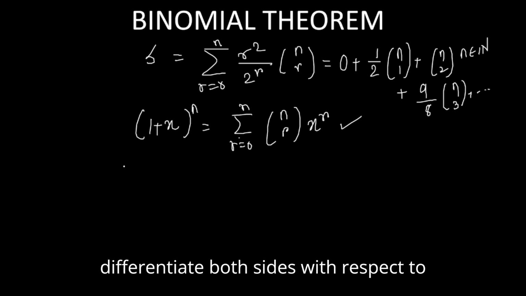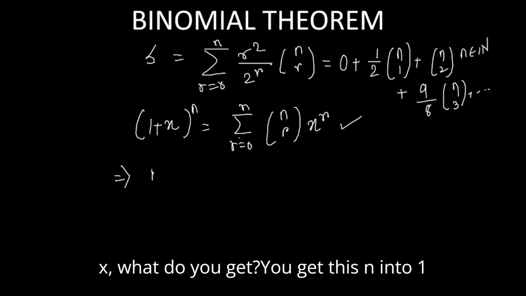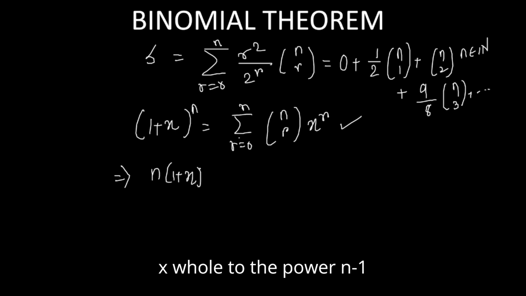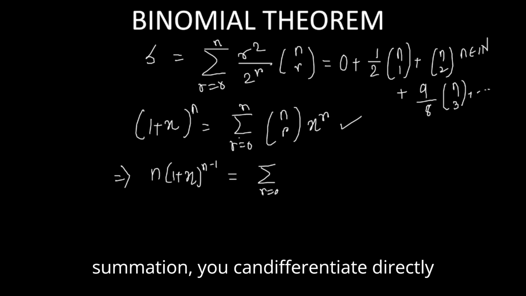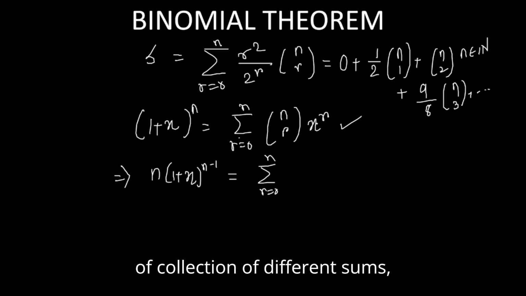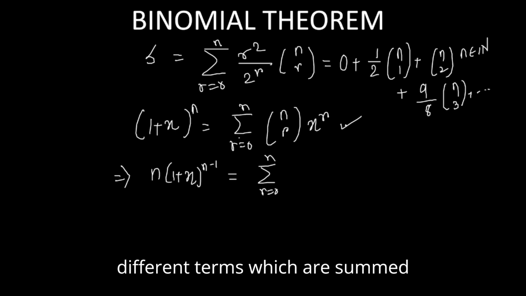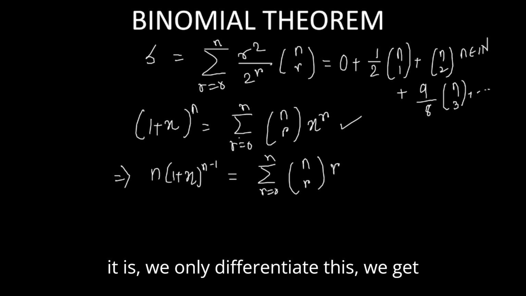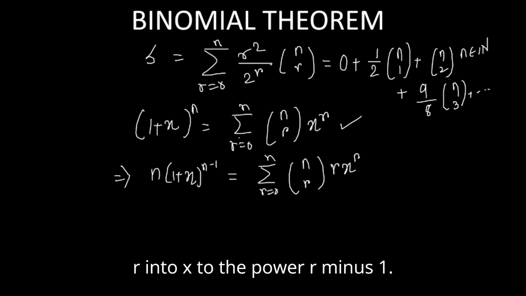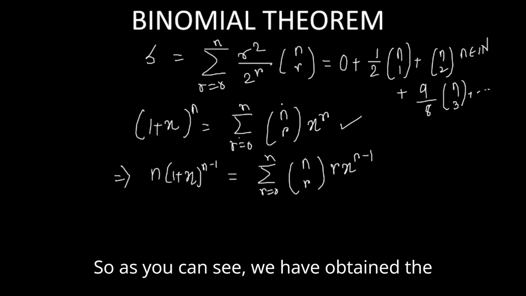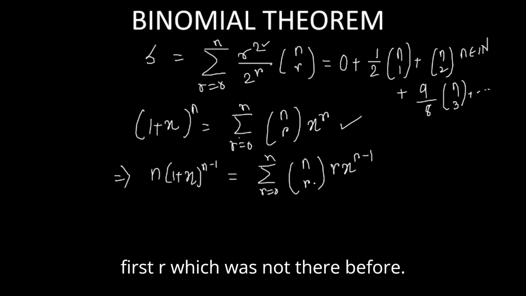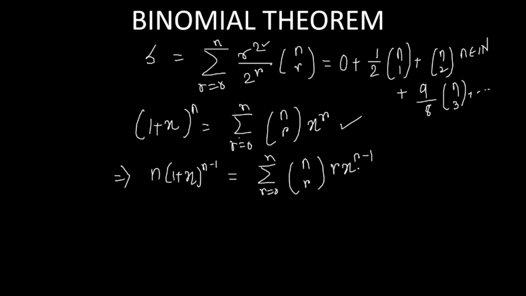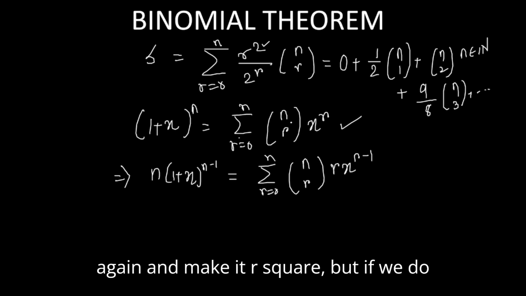If you differentiate both sides with respect to x, what do you get? You get n(1 + x)^(n-1) equals, and since this is a summation, you can differentiate directly inside it because it is just a collection of different terms summed together. So nCr remains as it is. We only differentiate this, and we get r x^(r-1). As you can see, we have obtained the first r which was not there before. Differentiate it again to make it r squared.